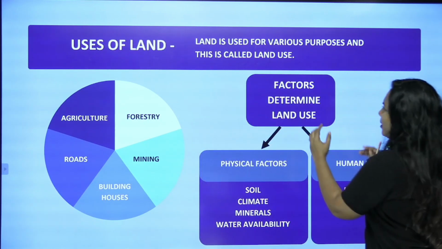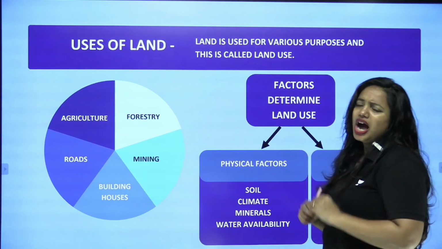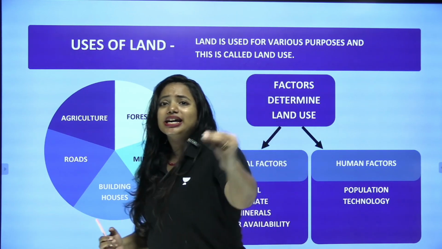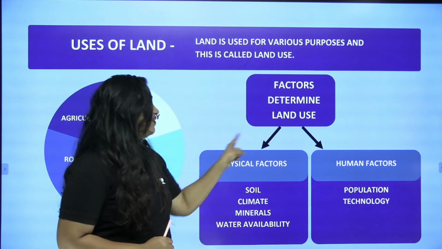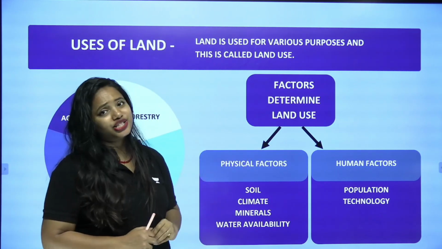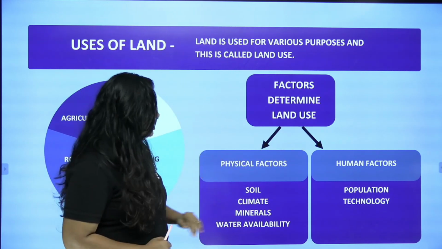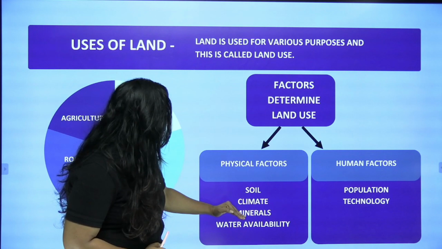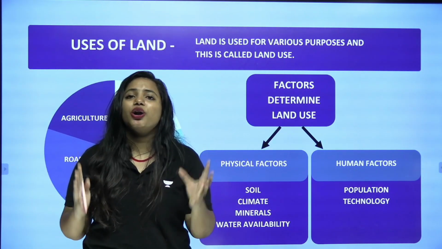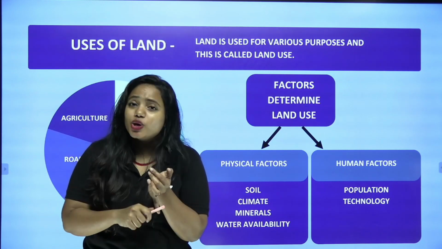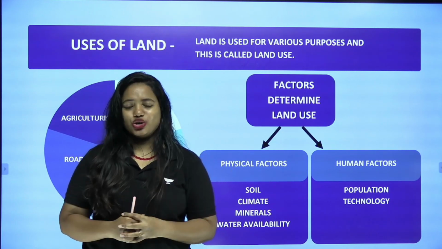If you talk about the factors that determine land use, we have to talk about two different factors. How can we decide whether a place is fit for a particular purpose or not? That's where we need to give importance to these factors. These are basically classified into two: physical factors and human factors. What are these physical factors? Soil, climate, minerals, water availability, etc. For example, if you want to cultivate a particular crop in an area, we need to consider water availability, climatic conditions, soil fertility, etc. Why?